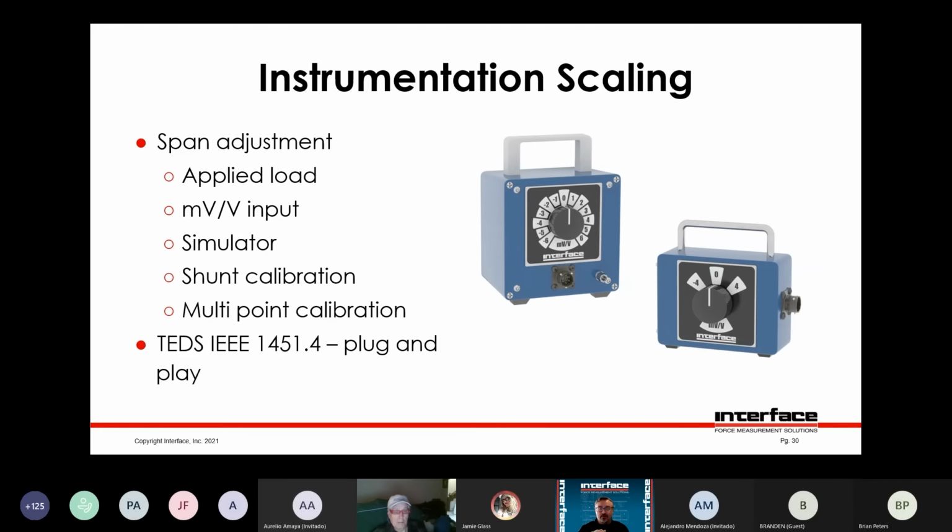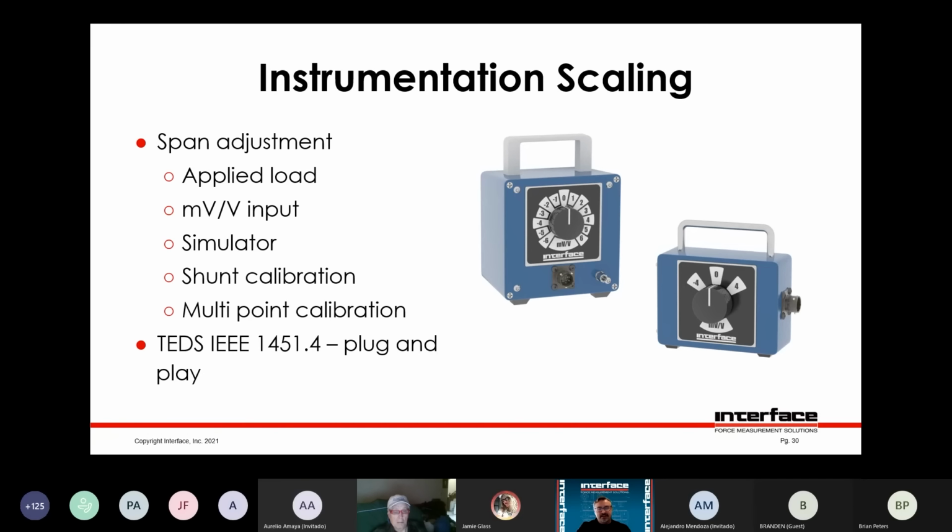You can also use the millivolt per volt output that's listed on the calibration certificate. That can be done by inputting that information into your instrument. Some instruments allow that and some do not. If you have an instrument that doesn't allow millivolt per volt input, you can use a millivolt per volt simulator. In that case, you would dial up a specific millivolts per volt and then tell the instrument that that's equal to, say, 100 pounds, and set your instrument up that way.